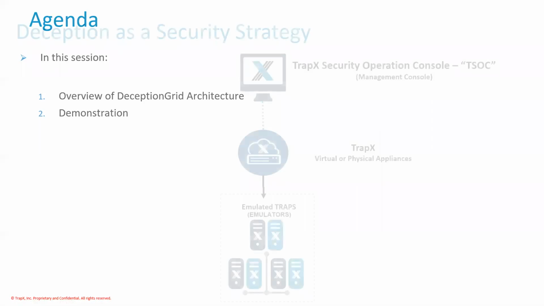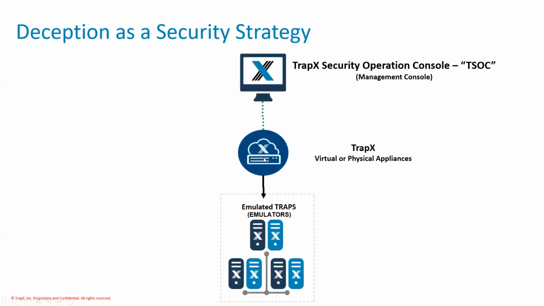I've put forward a very simple agenda today. We have about 20 to 25 minutes to walk through the architecture of Deception Grid, and then we'll spend most of the time in the live demonstration of the product. Today we're going to be demonstrating version 7 of Deception Grid. This is a brand new release. It came out in May this year, so lots of nice new features. We'll highlight some of those as we go through the demonstration.